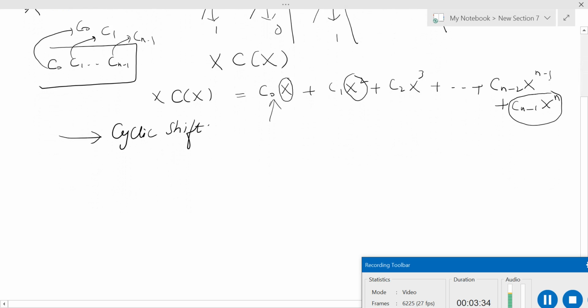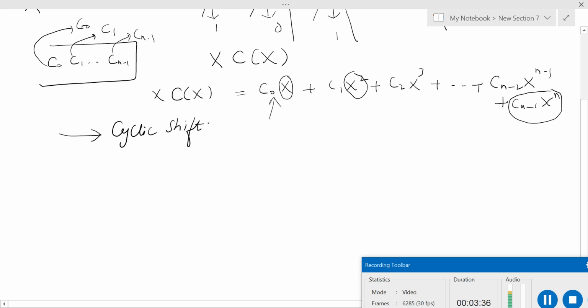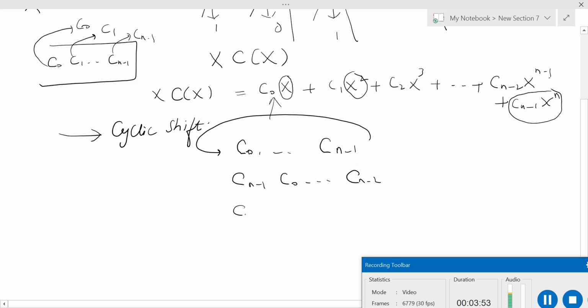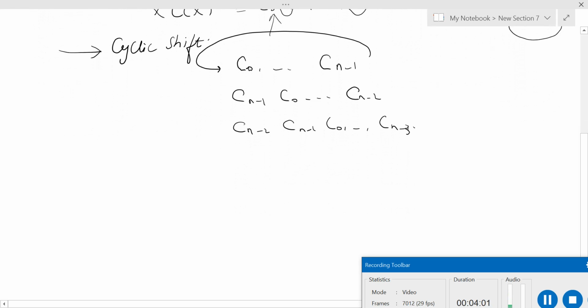See, what should a cyclic shift do? Suppose this is the original code. If I do one cyclic shift, I should get cn minus 1, c0, and then up to cn minus 2. If I take one more cyclic shift, I should get cn minus 2, cn minus 1, c0 up to cn minus 3. This is what we want.